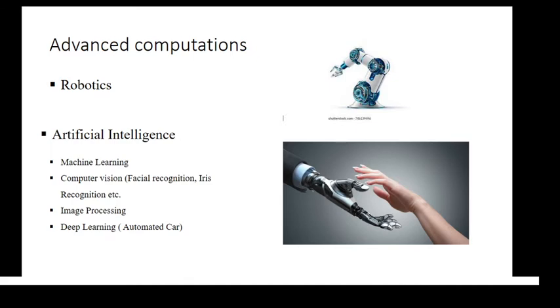And then your artificial intelligence, whereby you have your machine learning, your computer vision, where you can carry out some projects on facial recognition, iris recognition, and the likes. Then you also have your image processing and deep learning.